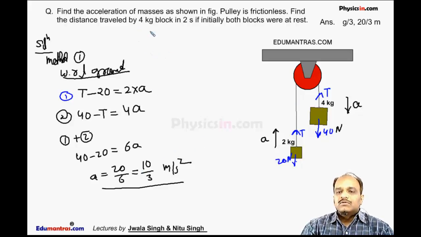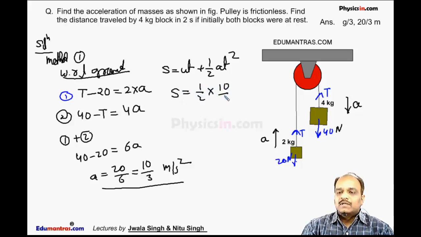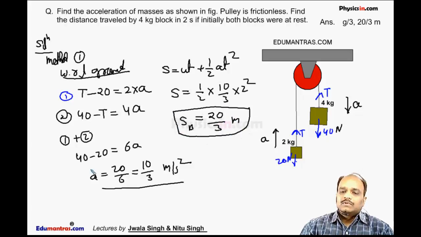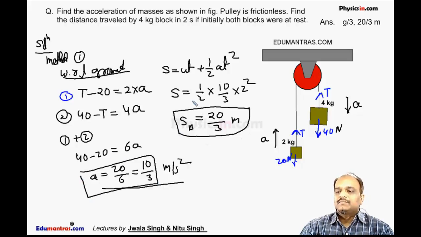Now the distance traveled by the body in the first 2 seconds is, so we know S is equal to ut plus half A into t square. Because here u is 0, I can say distance is equal to 1 by 2, acceleration of the body is 10 by 3, into time 2 seconds squared. So it is equal to 20 by 3 meter. This is the total distance traveled by the body. So this is the acceleration and this is the displacement of the body. Now with respect to ground, we have solved this.